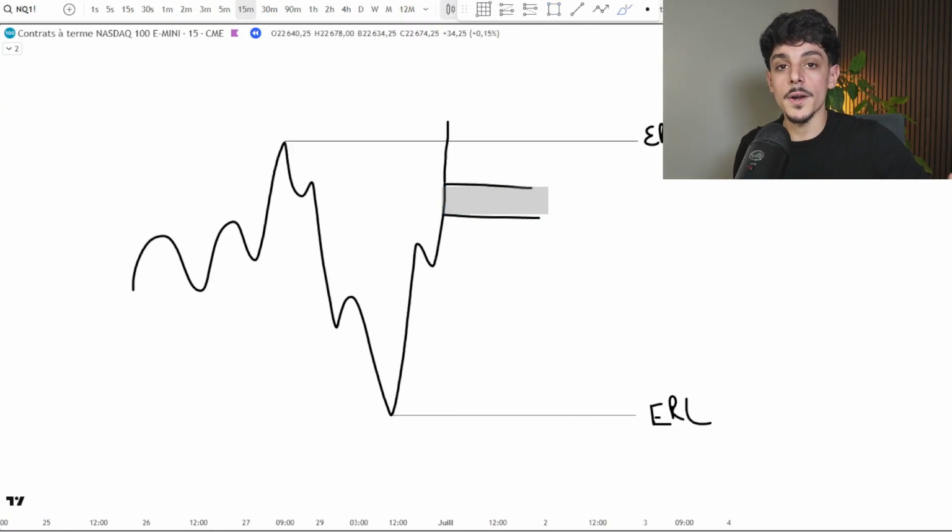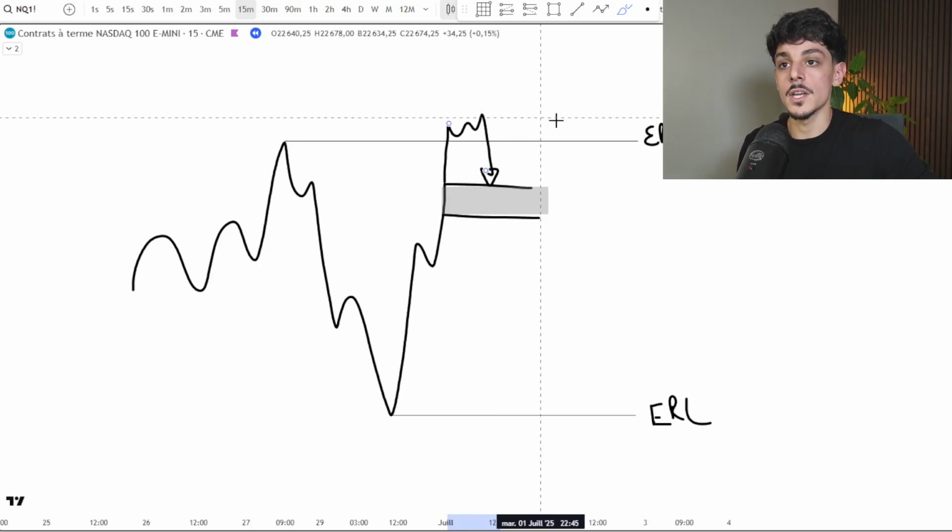So then I know price is most likely going to be attracted to that 15-minute bullish fair value gap. So I will then look for signs of weakness at the highs in order to target this internal gap. Let me use a bearish example.